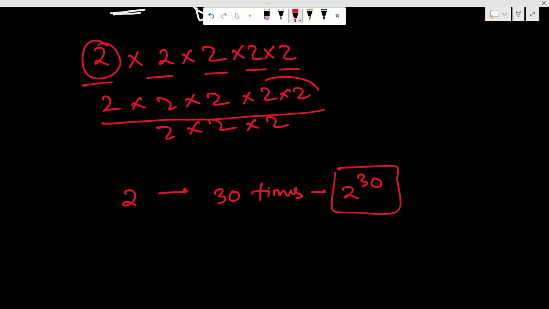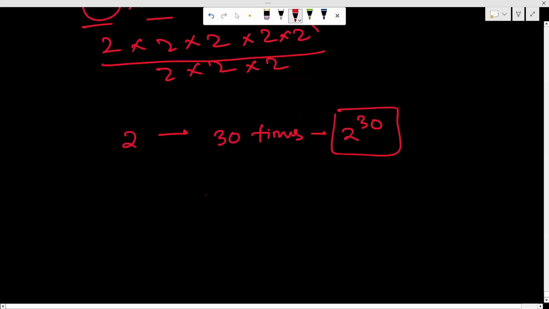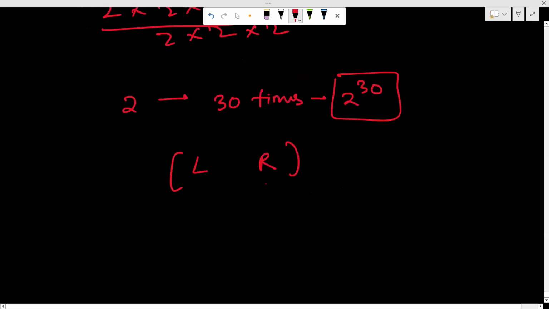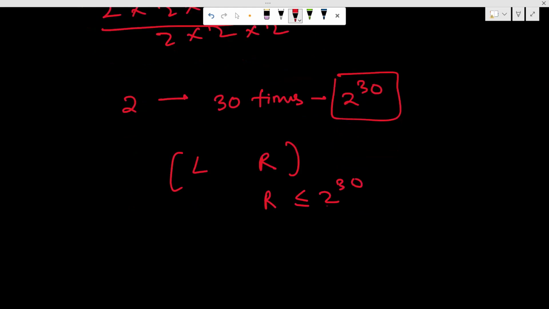Do you guys agree? Now just see the constraint. The constraint says that you want an answer to be between L and R, and it has given you that R is less than or equal to 2 power 30, if I am not wrong. So if in any case your answer exceeds 2 power 30, you can simply print out no.